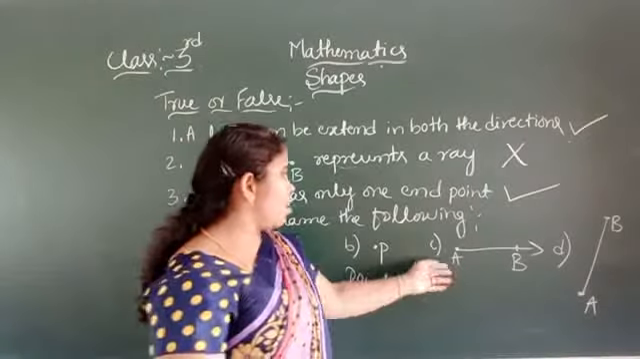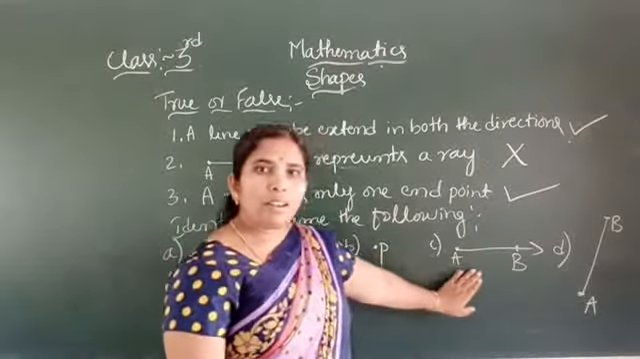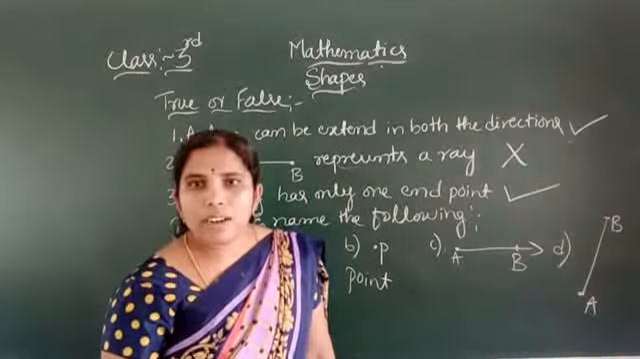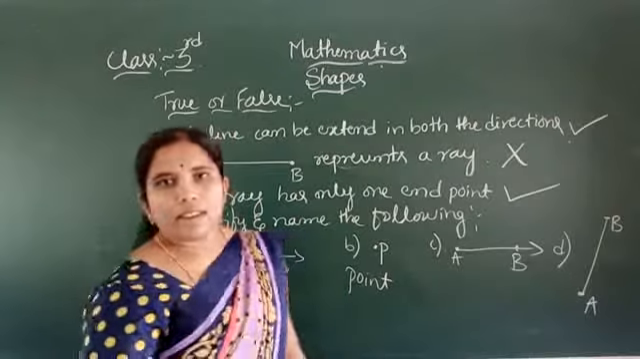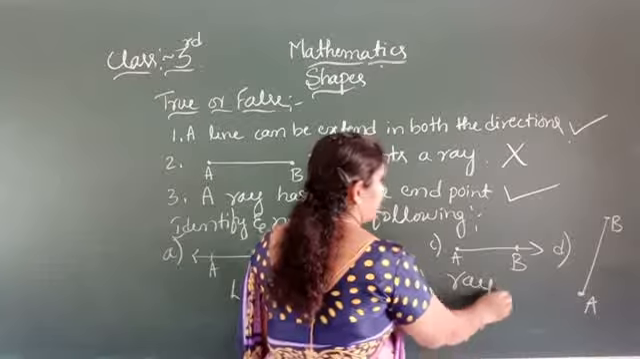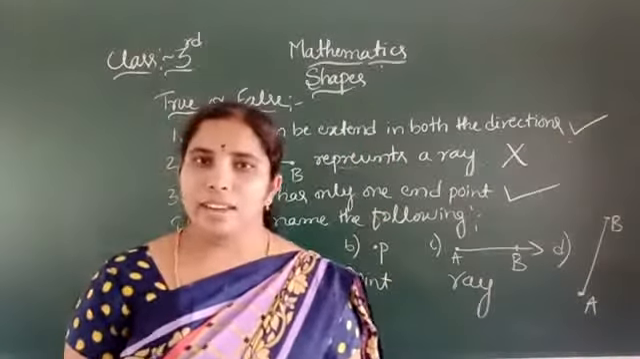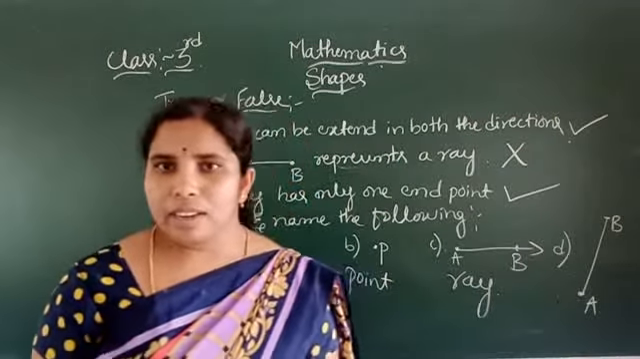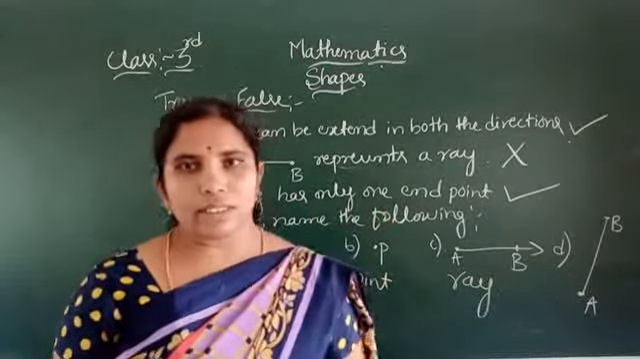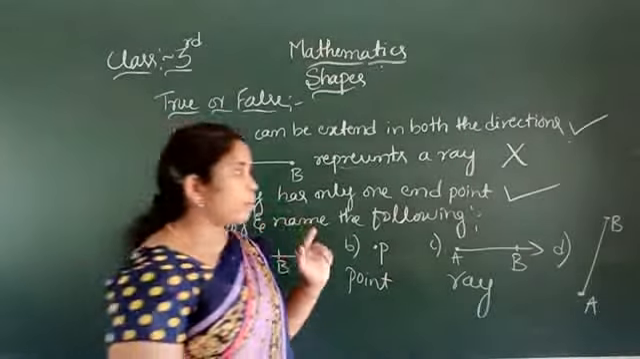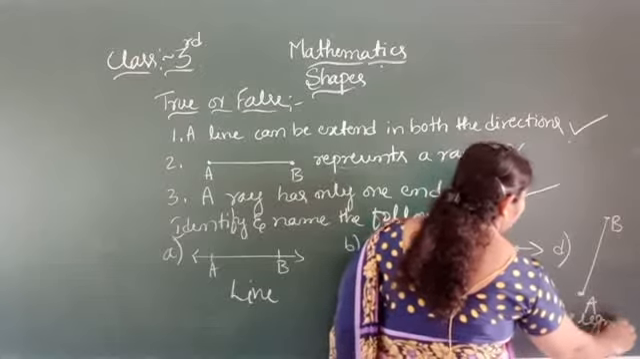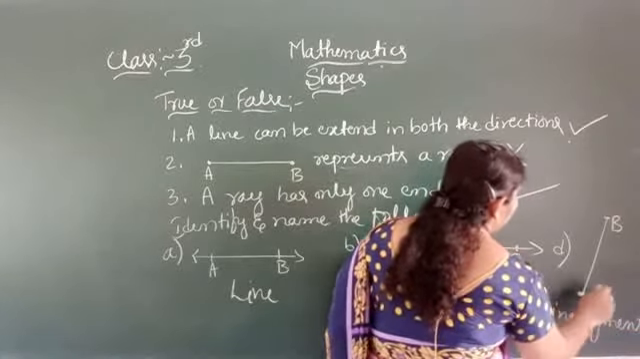Then observe the third one. It has only one end point and it can be extended in one direction. What are we calling this? Yes, ray. It is a ray. Then observe question D. It has two end points, so we cannot extend it endlessly in both directions. So that is a line segment. The fourth one is a line segment.